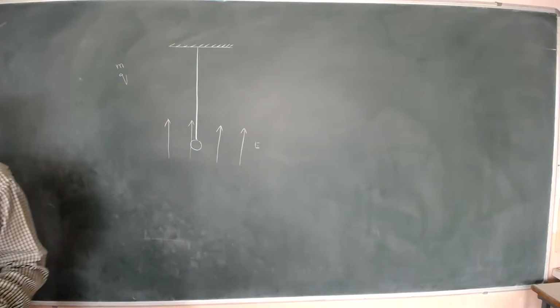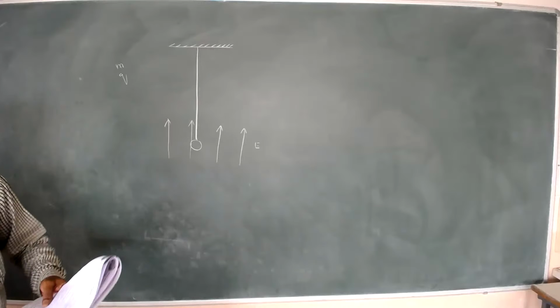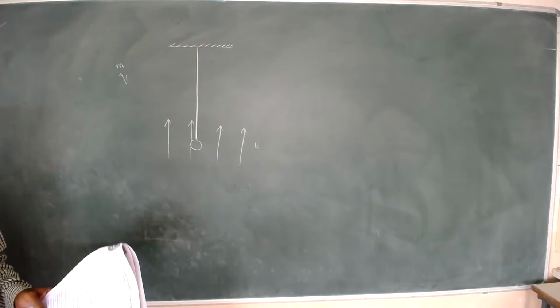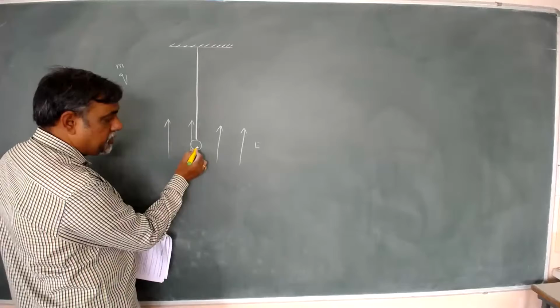The electric force acting on the sphere is less than the gravitational force. Why did he mention this? See, the electric force which is applied on this sphere is less than the gravitational force which is acting.